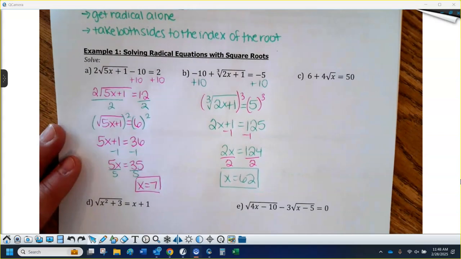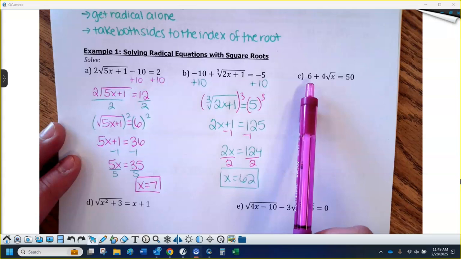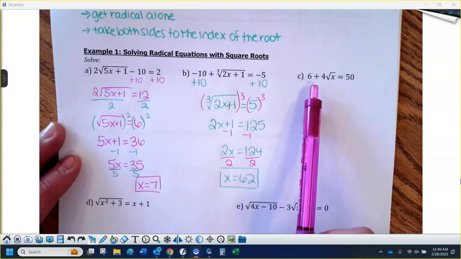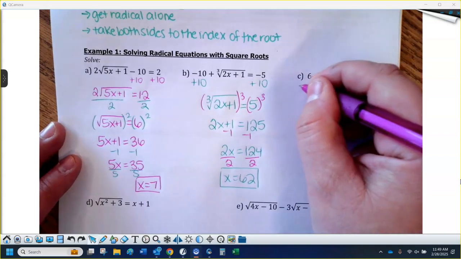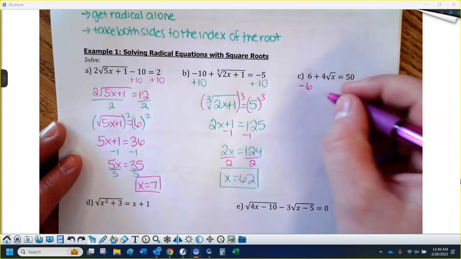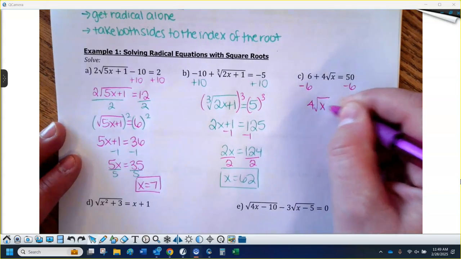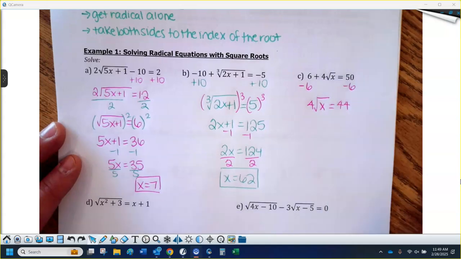Okay, now the last one I have here, the main thing I put this on here for: do not add the 4 and the 6 together. That's something people will do on accident. So the first thing you want to actually do is get rid of that 6 by subtracting it from both sides there. So I'm going to have 4 times my square root of x. 50 minus 6 will give you 44.